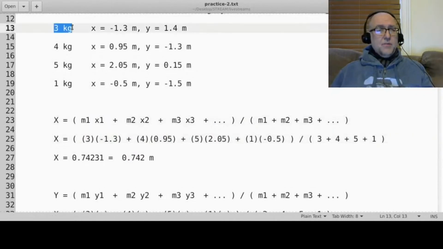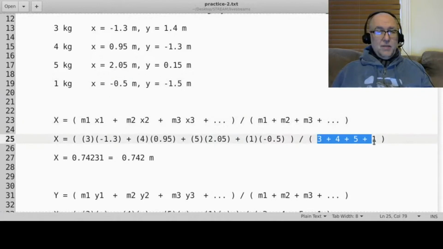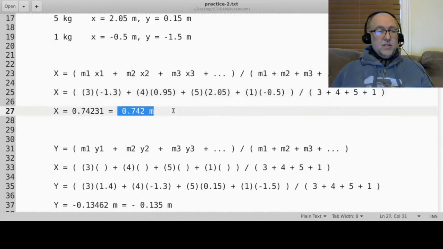For M1, that's 3 kilograms, and its X value is negative 1.3. M2 is 4 kilograms, and its X value is 0.95. M3 is 5 kilograms, and its X value is 2.05. And here's M4, and there's its X value. Divided by M1 plus M2 plus M3 plus M4, in other words, 3 plus 4 plus 5 plus 1, and that works out to positive 0.742 meters.